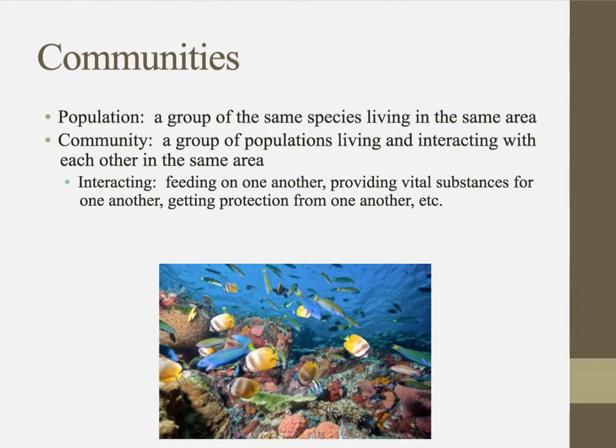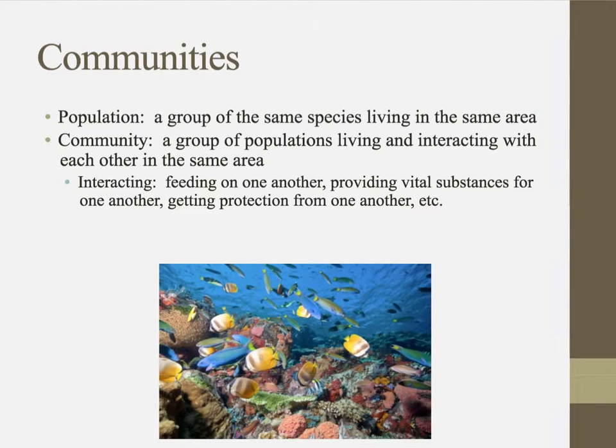Next up are, again, some of those words that we tend to easily confuse, okay? So we said a species is a group of organisms that can interbreed and produce fertile offspring. If I have a group of the same species living in the same area, we call that a population, okay? So if I have a group of dung beetles all living in my backyard and they're interacting together, then I would call them a population. They're of the same species, they're living in the same place at the same time.